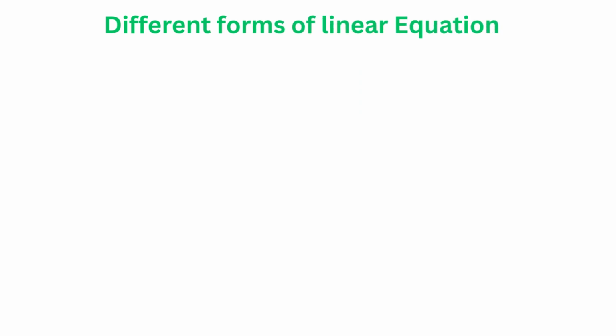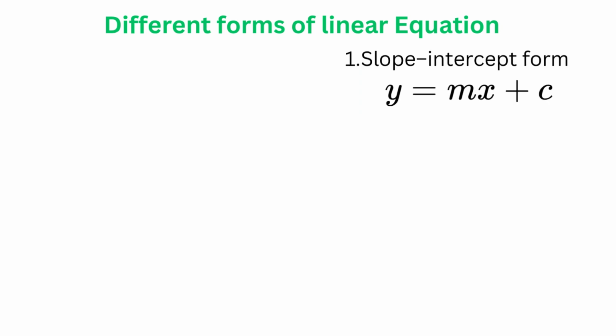There are different ways to write the same line. In general, there are 3 common forms of linear equations. First, we have the slope-intercept form. It's written as y equals mx plus c. If you already know the slope and the y-intercept, you can easily form a linear equation, just by substituting those values into this formula. Second, we have the point-slope form.